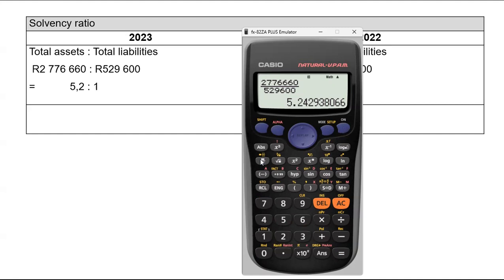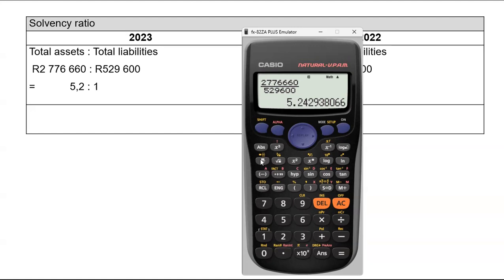So it tells you that for each liability, we have 5,2 assets. For each of our total liabilities, we have 5,2 assets, which is actually more than enough to cover our total liability. So when it comes to solvency, we are safe. We are not of high risk. We are not highly indebted.